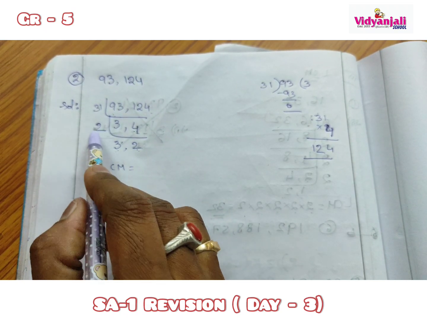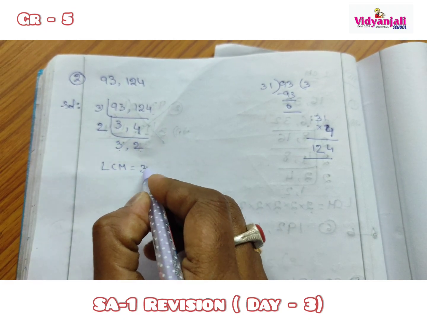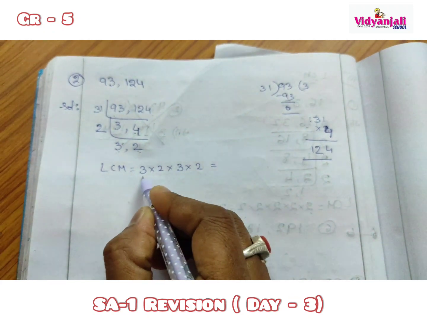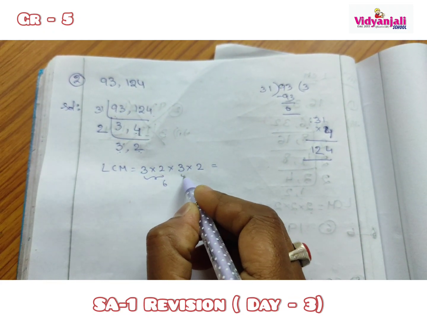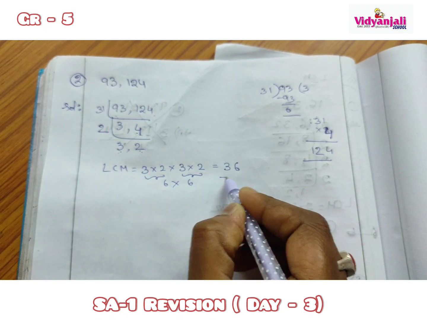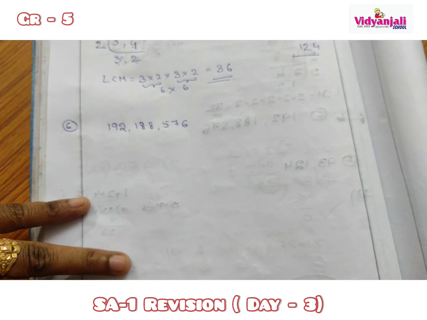Okay. So what will be the LCM? Here we can stop as we got prime numbers. So the LCM is 3 into 2 into 3 into 2. So 3 2s are 6. Again 3 2s are 6. So 6 times 6 is 36, which is the LCM. Next.